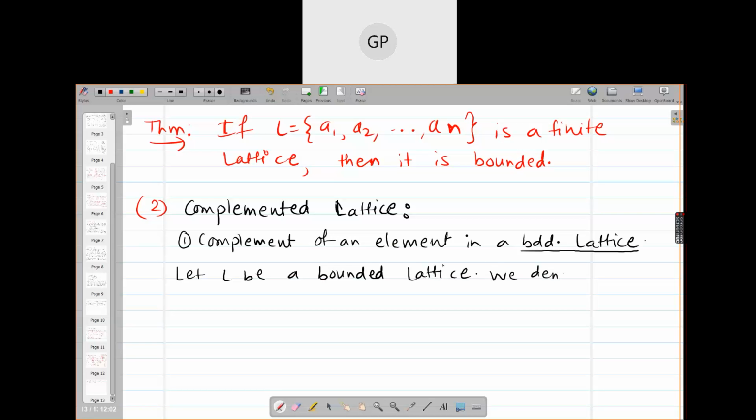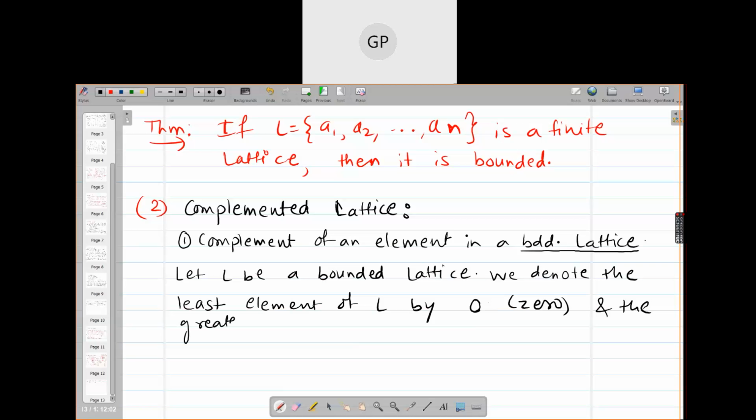We denote the least element. See, bounded lattice means there is some least element, right? We denote the least element of L by 0, henceforth, and the greatest element of L by 1. This will be our notation from now on.